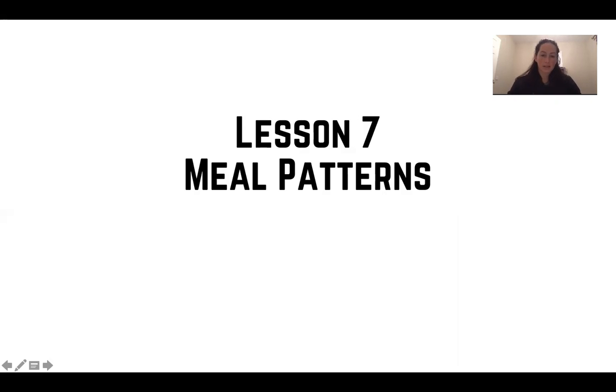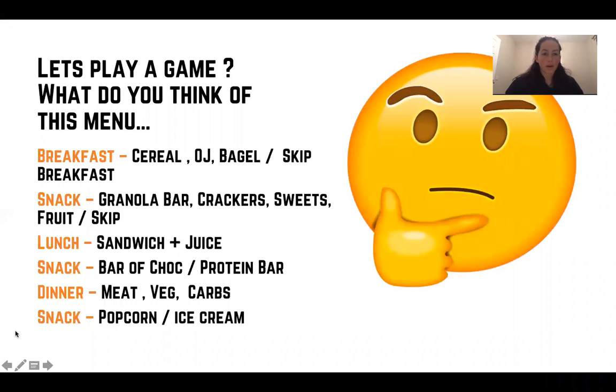Okay, so the next lesson is meal patterns. I want to play a game with you. I want you to sit down and think of this menu and what you think of it. Breakfast is cereal, orange juice, bagel, or just skip breakfast altogether. First snack: granola bar, crackers, sweets, fruit, or skip. Lunch is a sandwich and a juice. Snack is a bar of chocolate, protein bar. Dinner is meat, veg, carbs, and then snack is popcorn and ice cream.